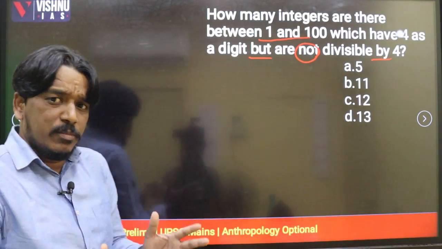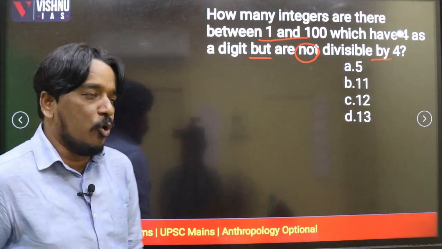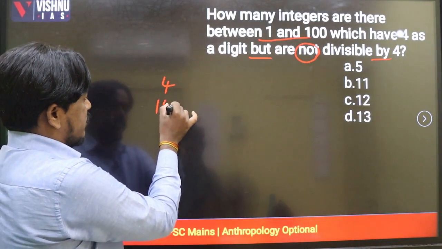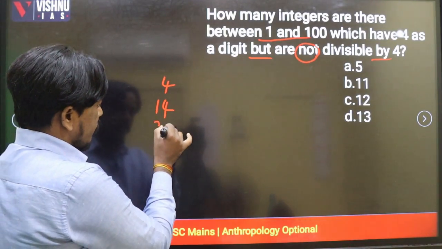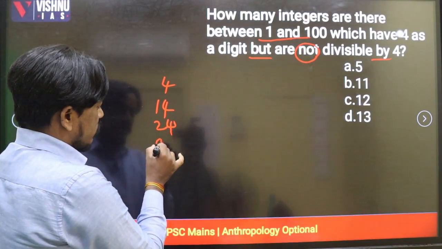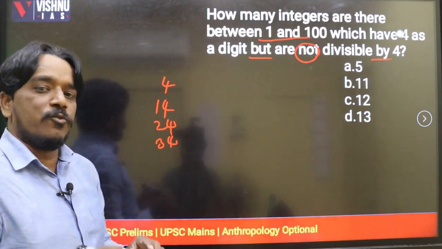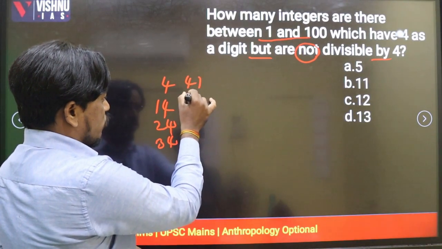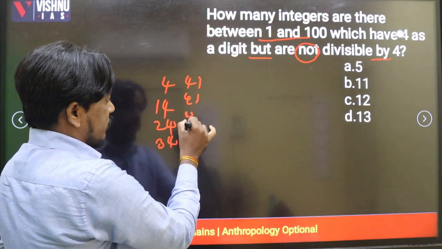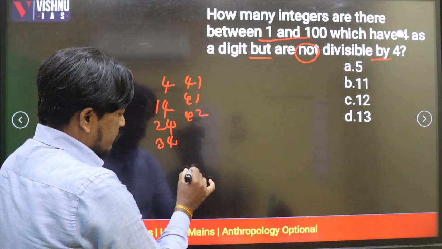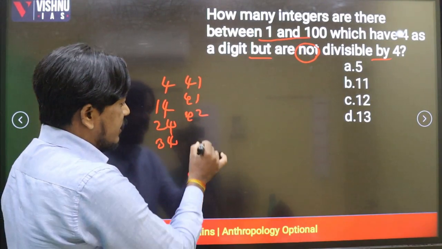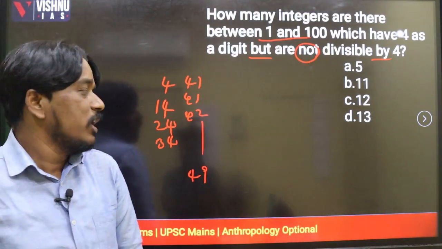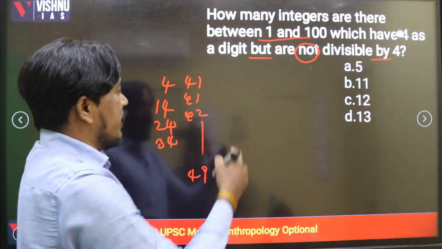If you observe all the numbers, which numbers have the digit 4? Generally 14, 24, 34 — one digit is a 4. Like this, 41, 42, 43 up to 49, every number has a 4 as one of its digits. Similarly, we have to take up to 100.